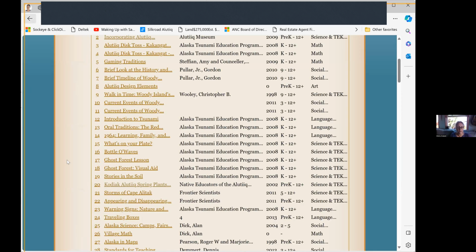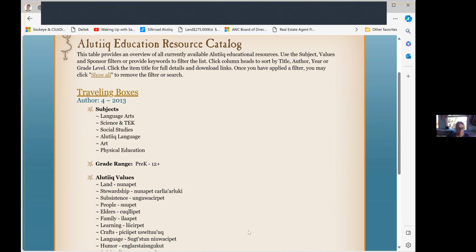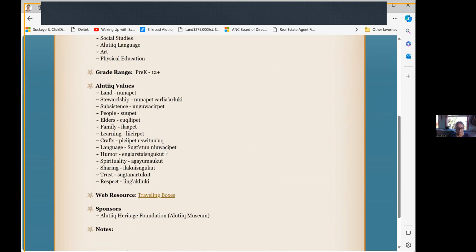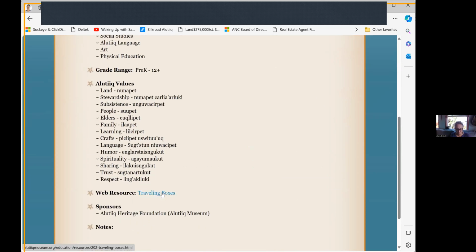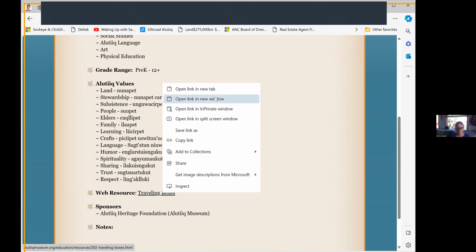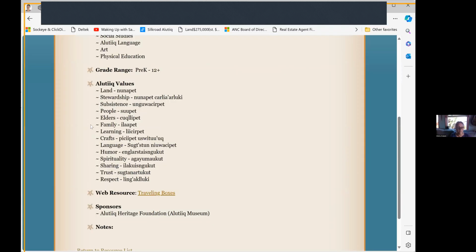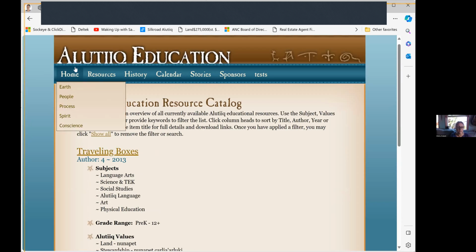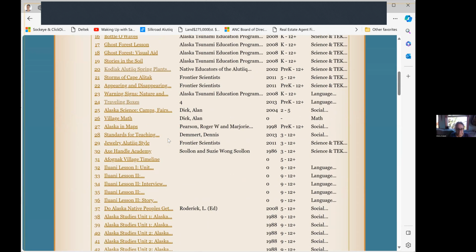And if I go back, let's see what happens if I click on this one. Somehow it didn't get entered correctly. The author name isn't really there. It has a number there. I'm pretty sure this is information about the Alutiiq Museum's traveling boxes, but you see it's a broken link. So there are some things that got added, I mean, this was back in 2013, that aren't viable anymore and should be cleaned up.